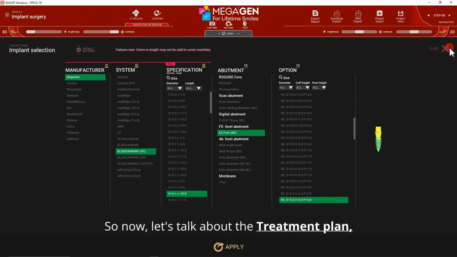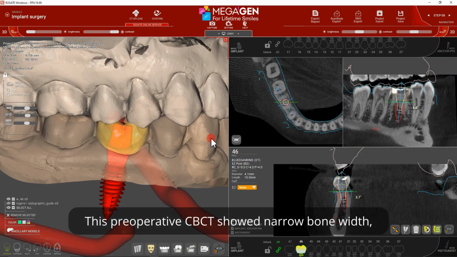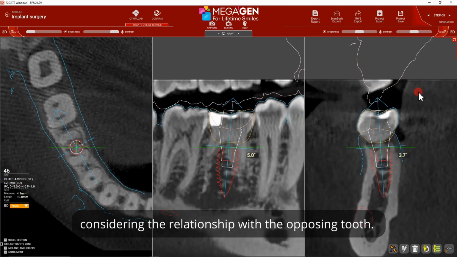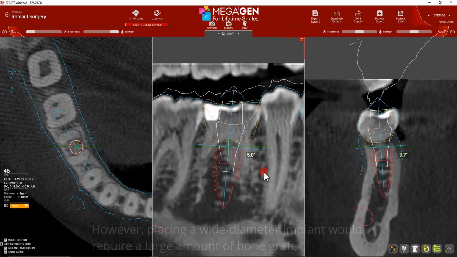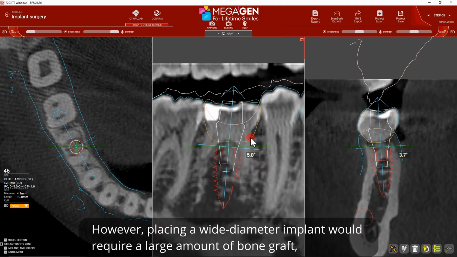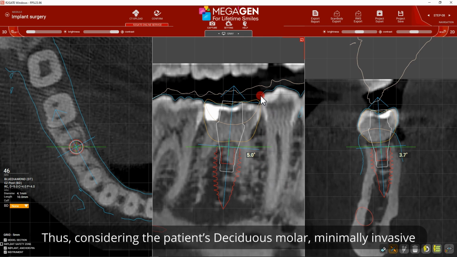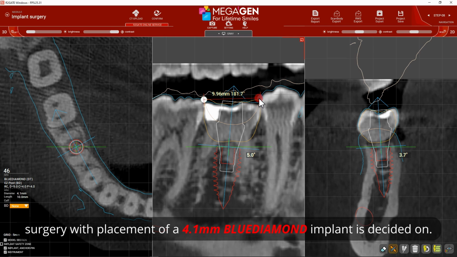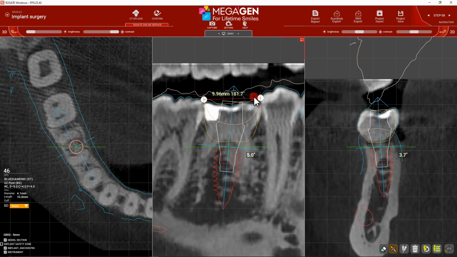So now let's talk about the treatment plan. This preoperative CBCT showed narrower bone width considering the relationship with the opposing tooth. However, placing a wide diameter implant would require a large amount of bone graft. Thus, considering the patient's deciduous molar, minimally invasive surgery with placement of a 4.1 BlueDiamond implant is decided on.